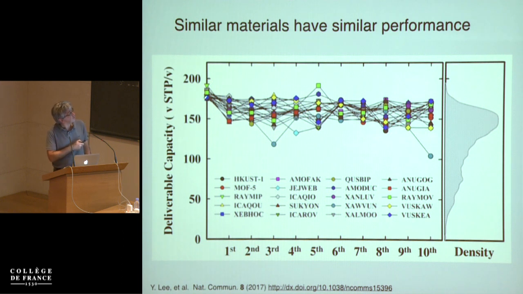And this was very surprising for us, because this is the deliverable capacity. Around 200 is the maximum. If you're above 150, you're top performing materials. And this is the distribution of the materials of the entire database. So by being able to select the most similar materials, we are really in the top part of the distribution. So by simply having a good performing material, and just identifying which ones have the most similar pores, you already have very good candidates.